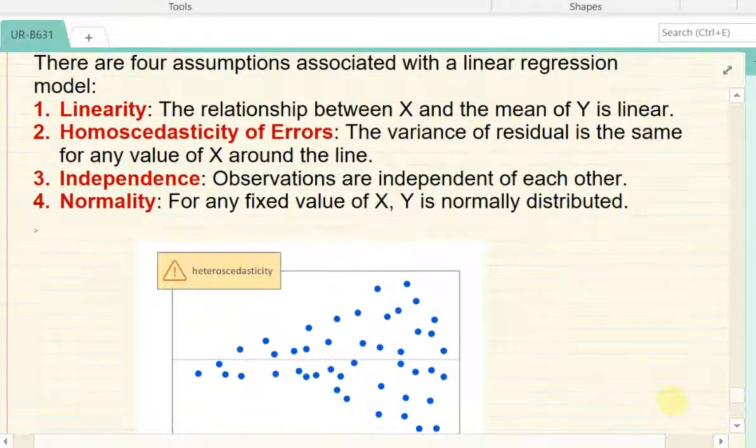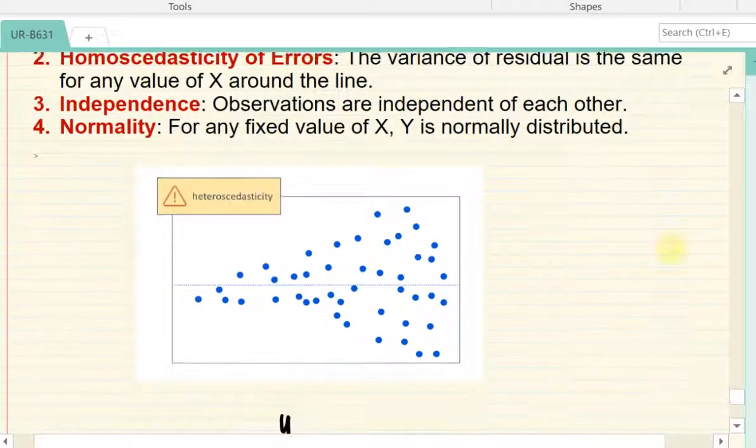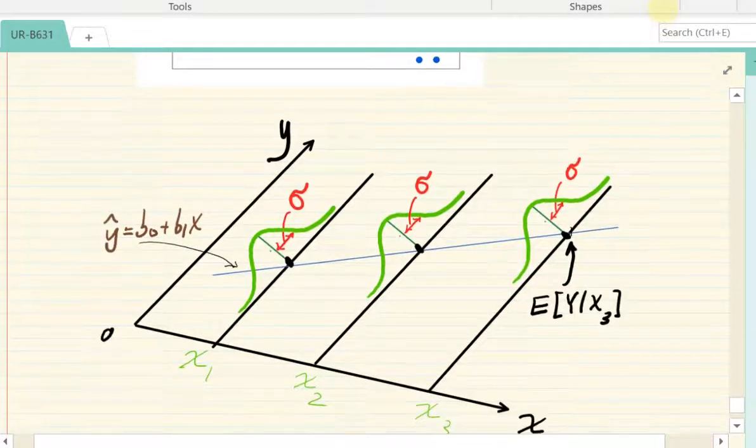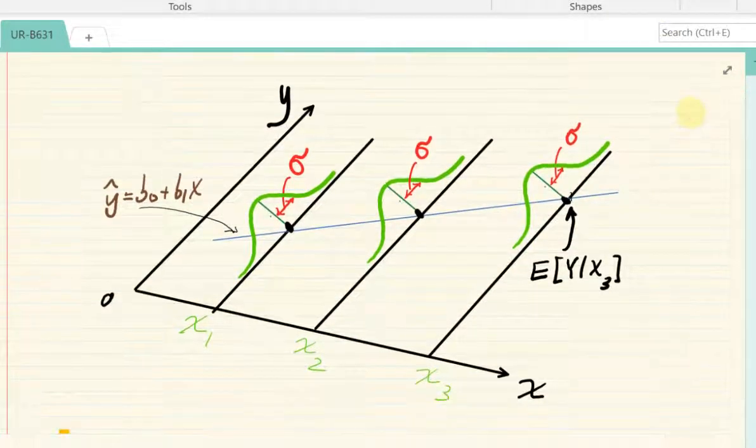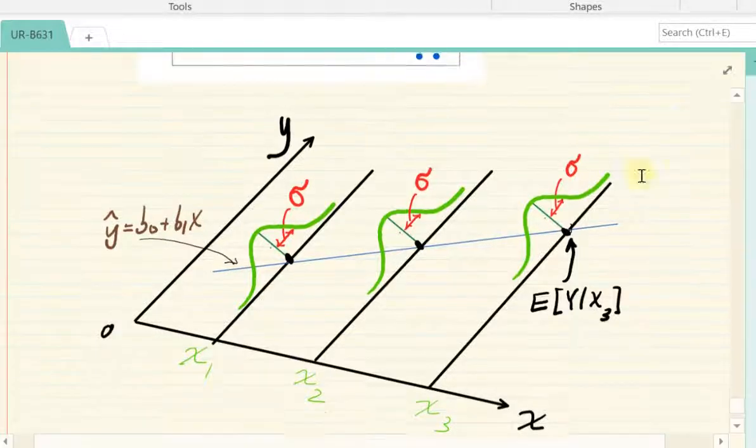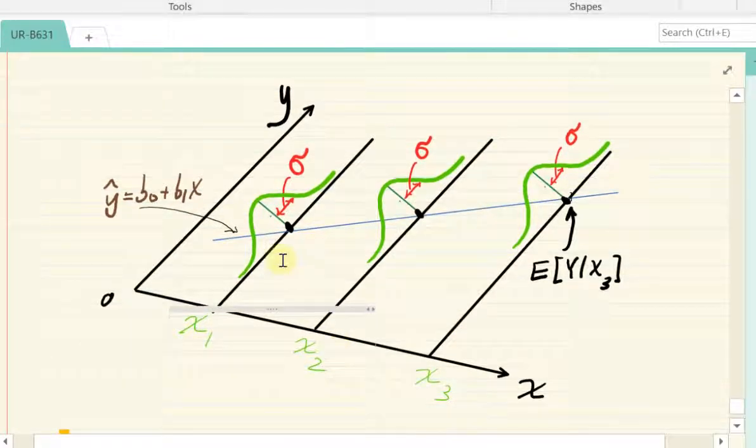Now, this fourth one is the one I'm about to show you. What do we mean by "for any fixed value of x, y is normally distributed"? This is what that means. Notice here I have x and y. X is independent, y is dependent. So I have a regression line drawn.